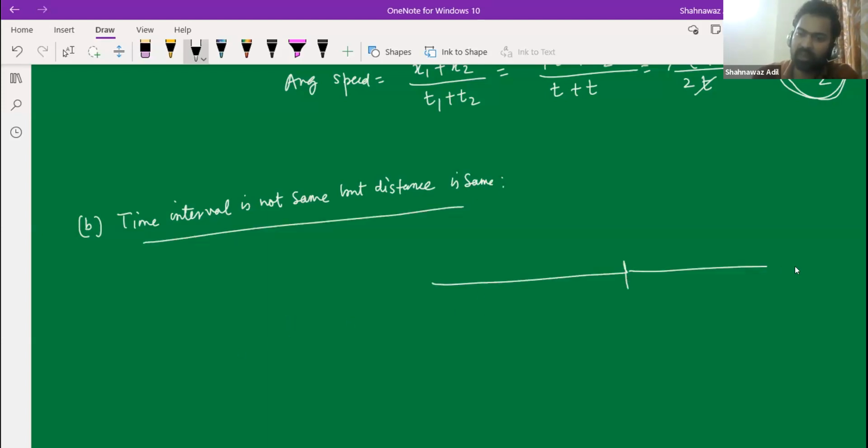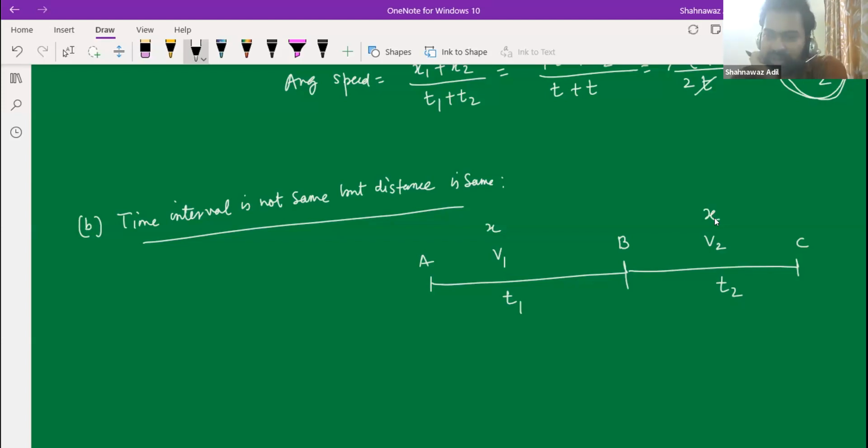Again, we have this scenario: A, B, and C. This is V1 speed, this is V2 speed. Time is T1, and this is T2. So what would be X1? X1 is the same distance, so this is X, and this is also X. So same distance. Is it clear?